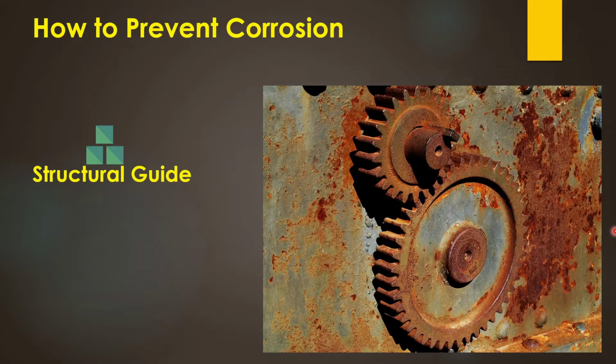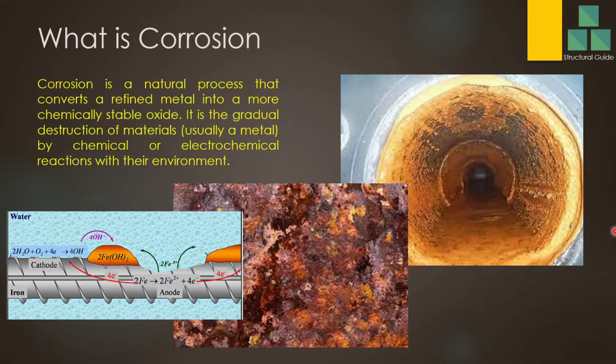Let's see how to prevent the corrosion. What is corrosion? Corrosion is a natural process that converts the refined material into a more chemically stable oxide. It is a gradual destruction of materials by chemical or electrochemical reactions with their environment. So it's a natural process, so we can't control the corrosion if it's still exposed to the environment.